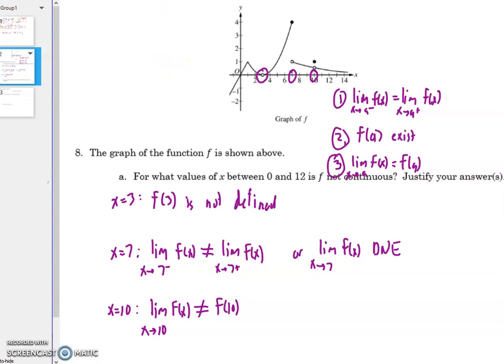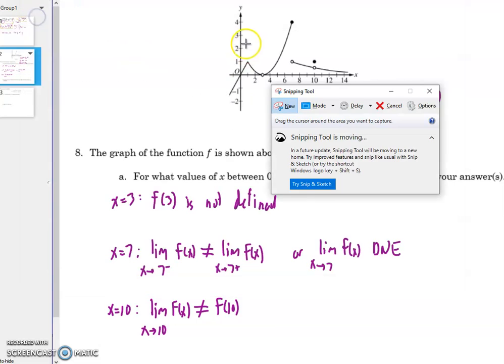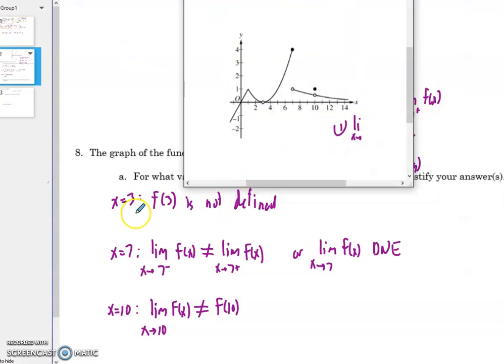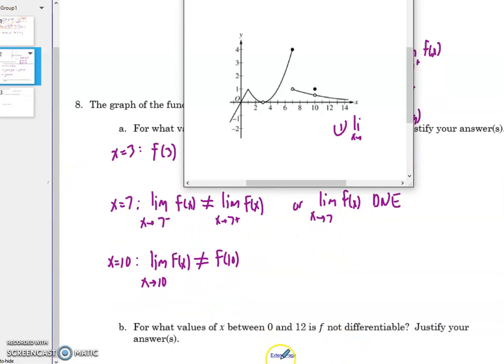I'm going to erase the notes I made up here real quick. See it at the bottom. Scroll on back here.